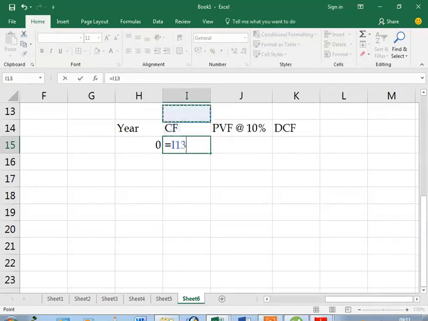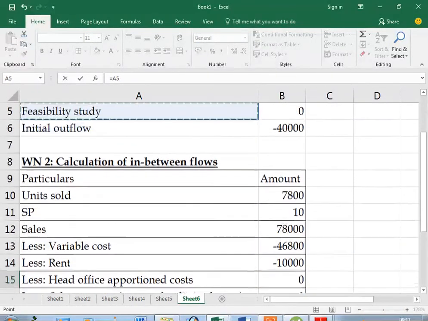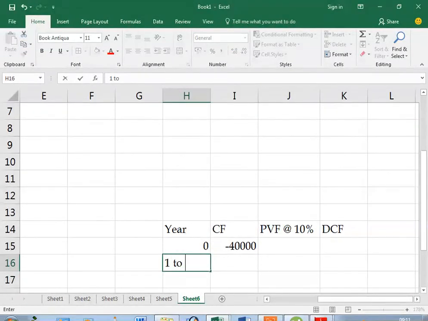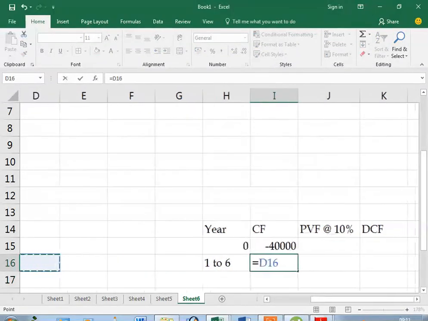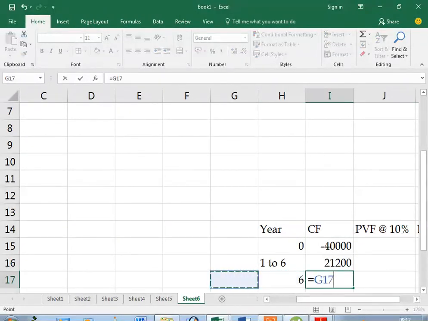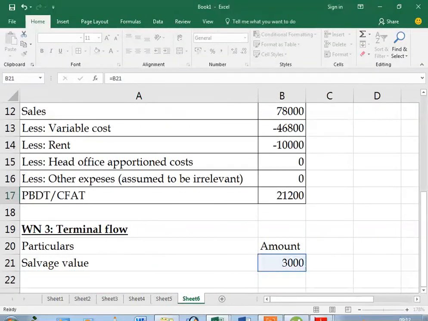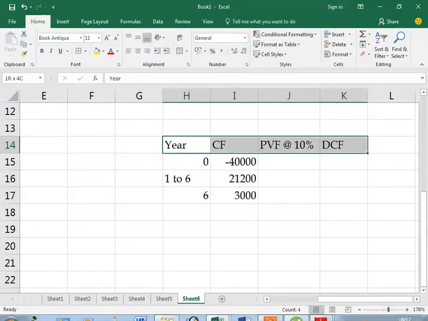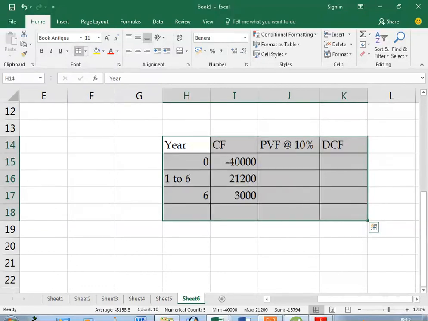Now year 0, my initial investment will come from step 1. I'll go to step 1 and find out what is the initial investment, which is 40,000. Year 1 to 6, I am clubbing because I am going to receive an annuity, and year 6 additionally. For 1 to 6 you will use the annuity number and for year 6 you will use the normal number and calculate NPV. Working note 4, consolidation of cash flows and calculation of NPV.